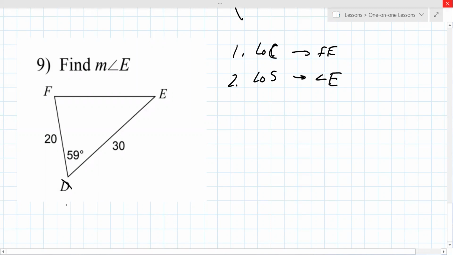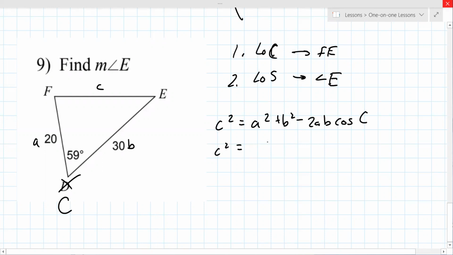So rather than calling this D, I'm going to call this big C. This is little c, this is A, and this is B. Okay. So it's the same equation. C squared equals A squared plus B squared minus 2AB cosine big C. 20 squared plus 30 squared minus 2 times 20 times 30. Is it 20 squared plus 30 squared? Yeah, 20 squared plus 30 squared. 2 times 20 times 30. Cosine 59.